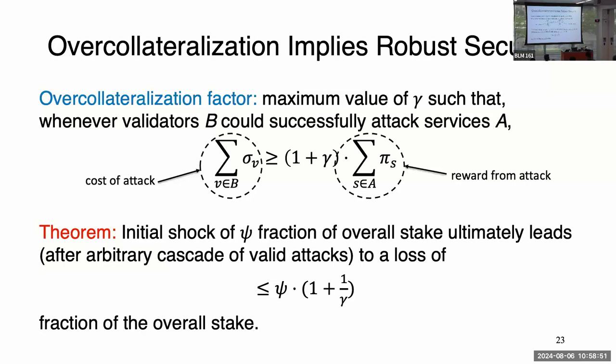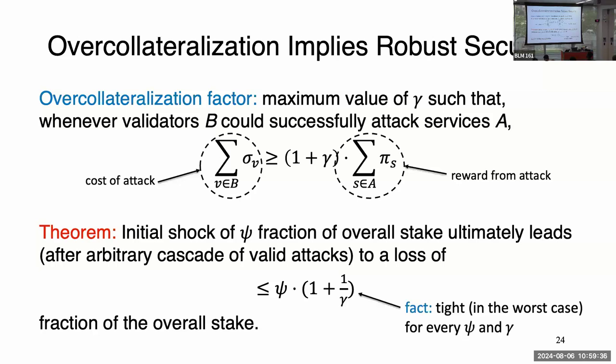And in fact, in any restaking network, for any value of the initial shock psi, which you should think of as small, you will indeed lose not just that shock, but also potentially subsequent valid attacks that are enabled by it. So you will have a blow up, as we've seen, but the blow up will be at worst 1 plus 1 over gamma. So the bigger gamma is, the bigger this buffer, the more you're overcollateralized, the less of a blow up you'll have in the amount of stake that you ultimately lose. You started by losing a psi fraction of the stake, and you wind up losing a psi blown up by a 1 plus 1 over gamma factor fraction of the stake.